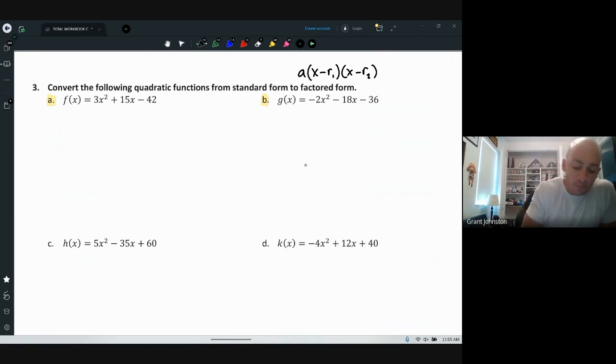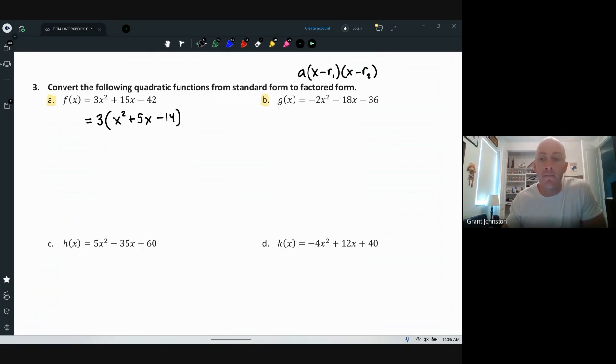So on A, first I'm going to factor out the greatest common factor of those terms. So I have a 3x squared plus 15x minus 42. All those coefficients or all those terms are divisible by 3. So I can factor a 3. So I'm going to have an x squared plus 5x, and then 42 divided by 3, that should be 14. So minus 14. So I factored a 3.